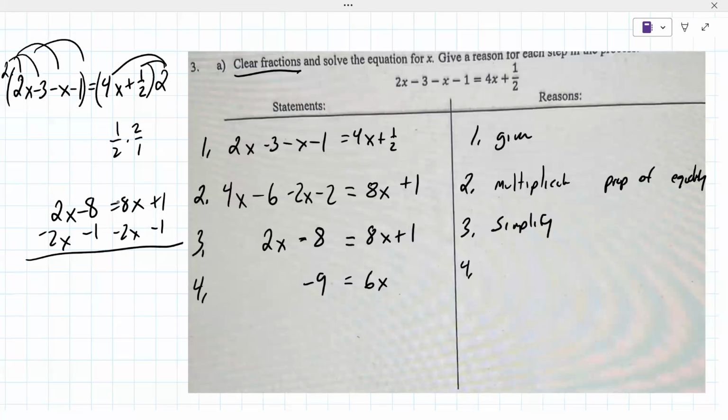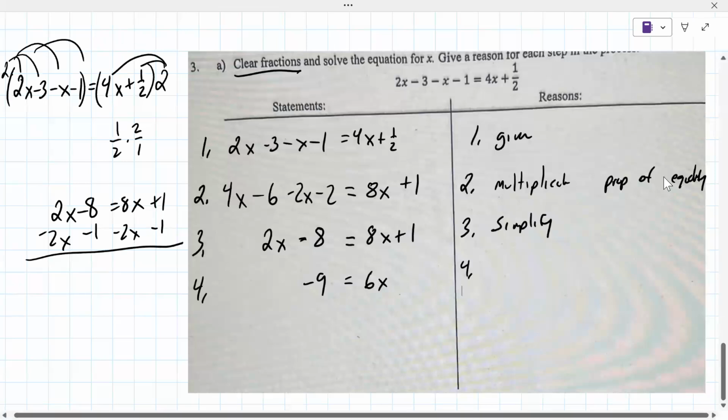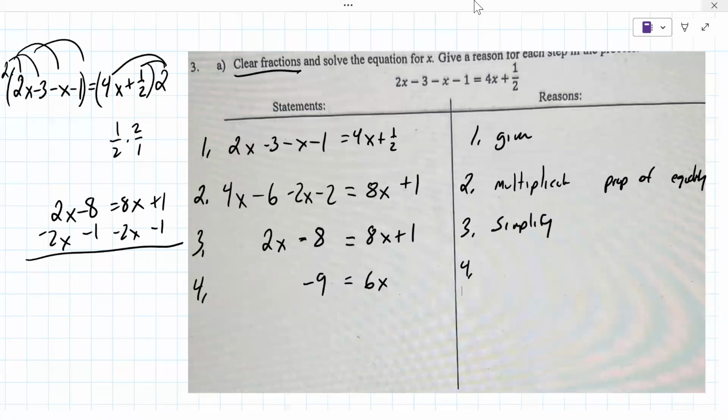Now, the answer or the reason is kind of like number two. What did you do to get to this step? What math operation did you use? Subtraction property of equality. Okay, good.